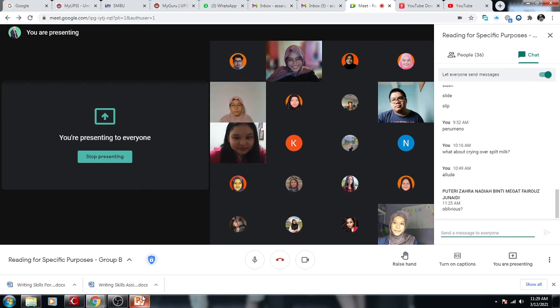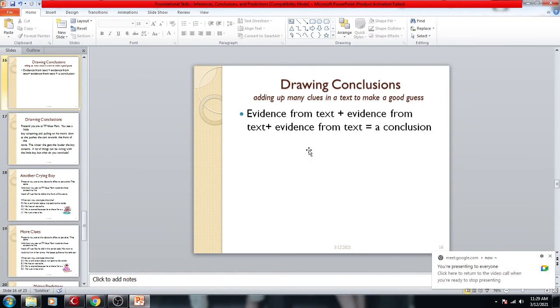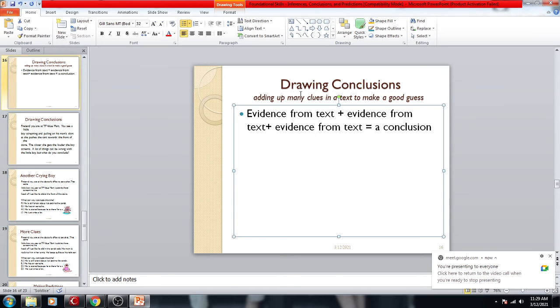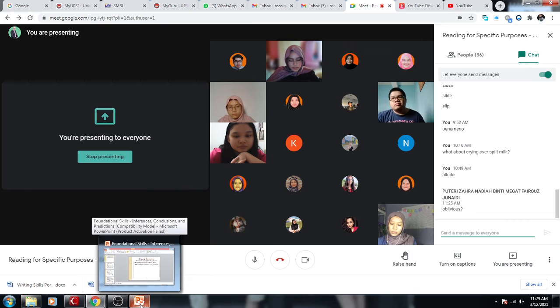So remember that the inference is made by the interaction between what is in the text and your mind. Let's look at conclusions. The conclusion is the result of the addition of many clues in a text to make a good guess. Again, it's a guess, because we're not dealing with the stated meanings. That's beyond the literal. So you cannot be 100% sure.